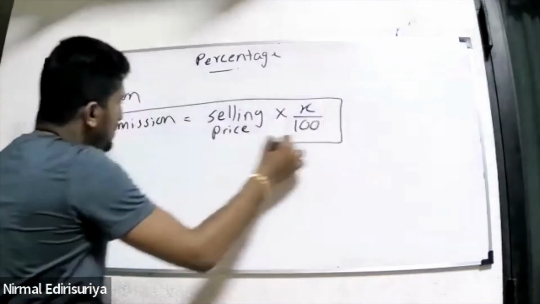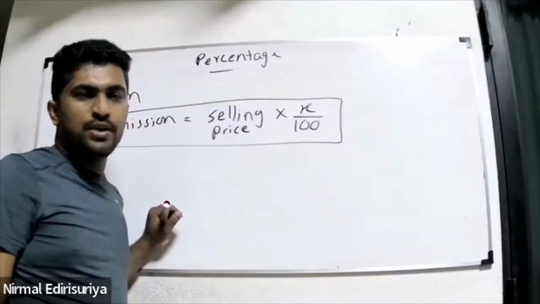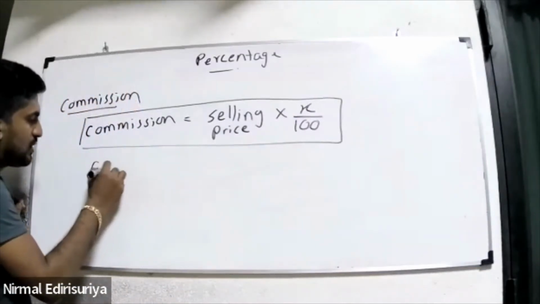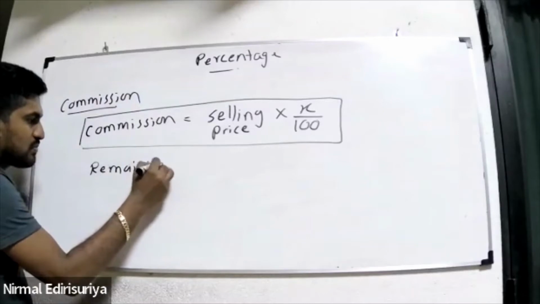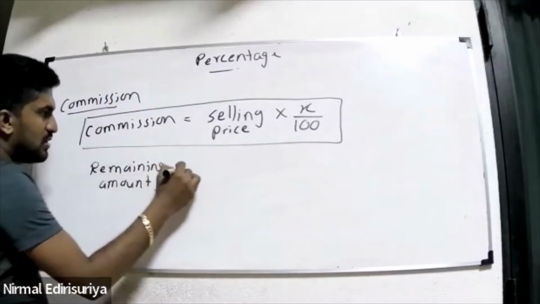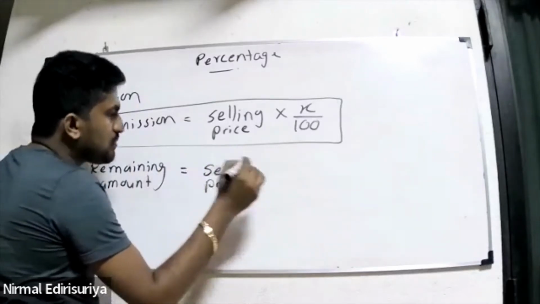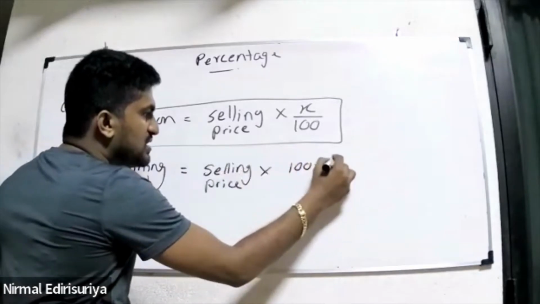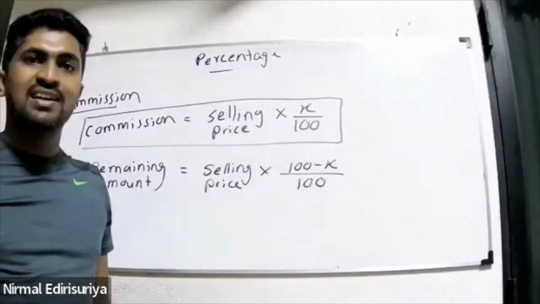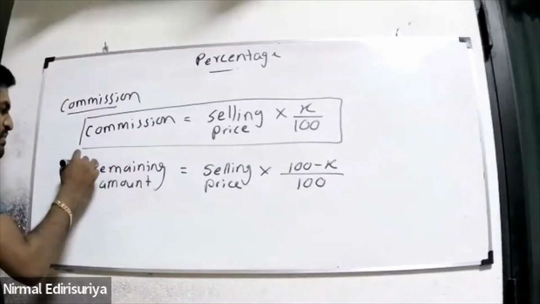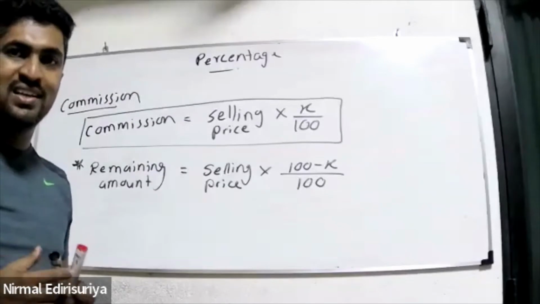We consider the first equation with the second equation. The remaining amount equals the selling price into (100 minus x) over 100. Most of the time they are not asking questions from this, but I don't know, it depends on your school. Okay.